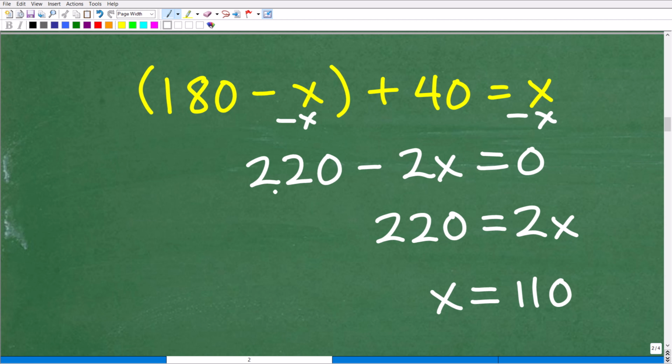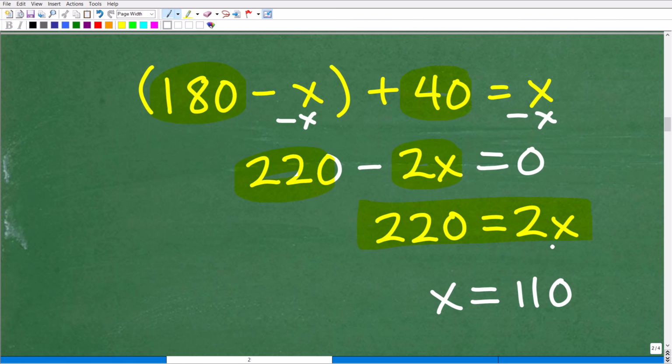That'll give us 220 minus 2x. I'm kind of skipping a step here. Of course, we can combine these numbers: 180 and 40 is 220. I subtract x from both sides and I get 220 minus 2x is equal to 0. Now, of course, you could have brought this x over here. That would have been simpler, but either way, you'll get there. So we have 220 is equal to 2x. That's what we have here.